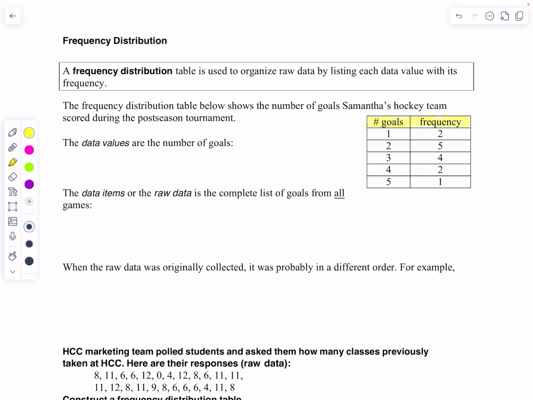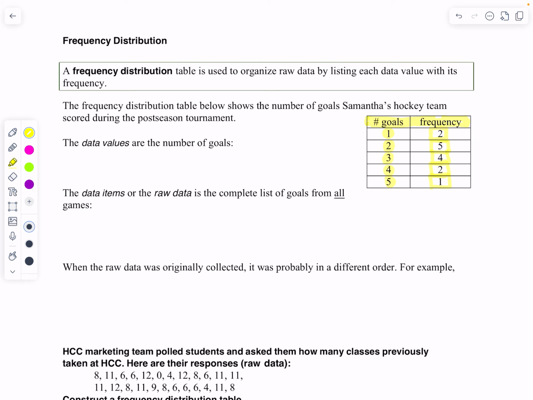So if we look at this, Samantha's team scored 1 goal, and this happened twice. The frequency tells you how many times it happens. So if their team scored 2 goals, that happened 5 times. 3 goals, that happened 4 times. 4 goals, that happened twice. And 5 goals, that happened once.